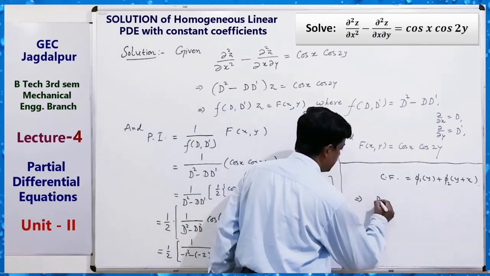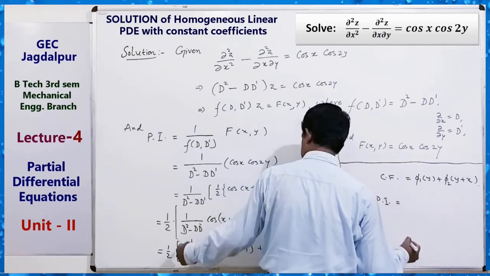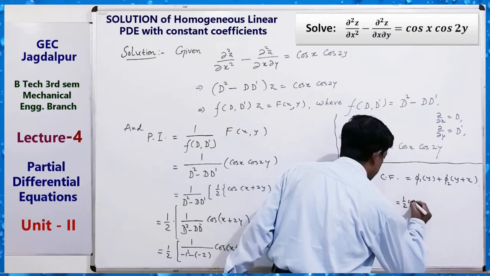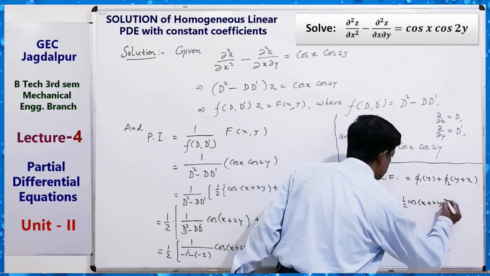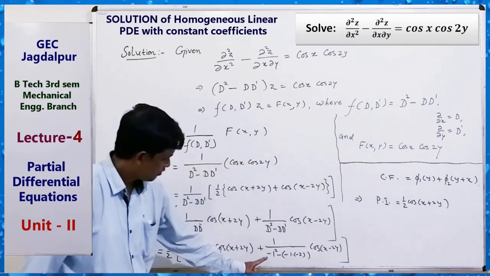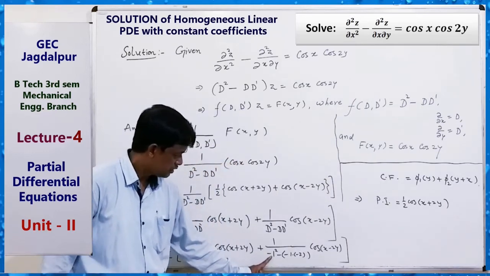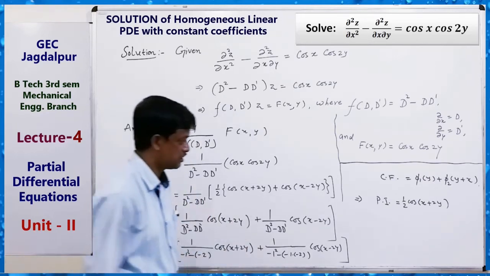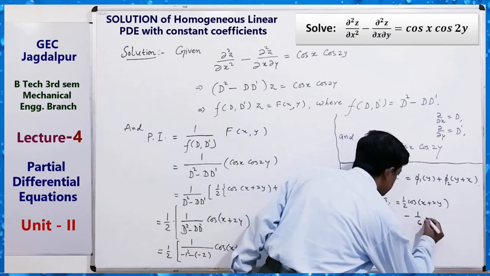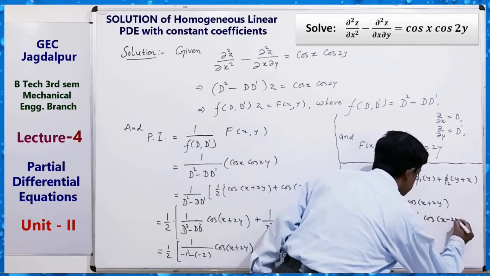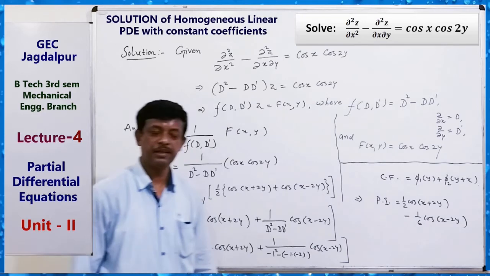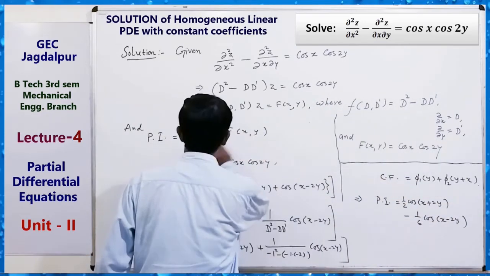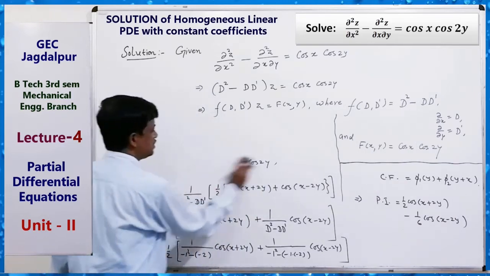So this implies pi equals to what? After this line, 1 by 2 cos x plus 2y, and here minus 3 minus 6, minus 1 by 6 cos x minus 2y. This is pi. Clear? This is pi. So the final solution can be written as CF plus pi.